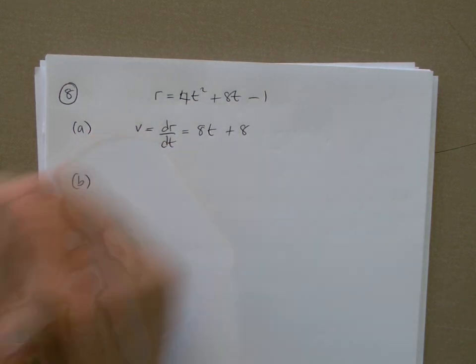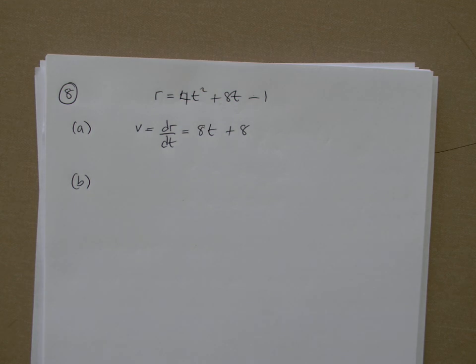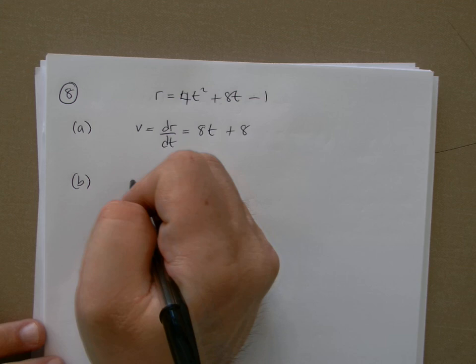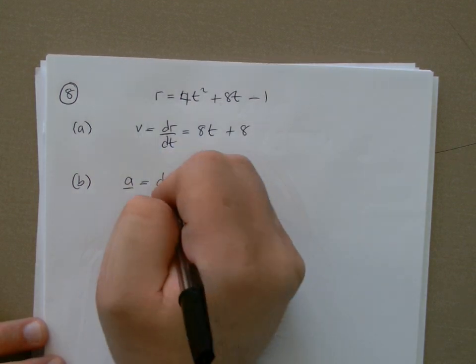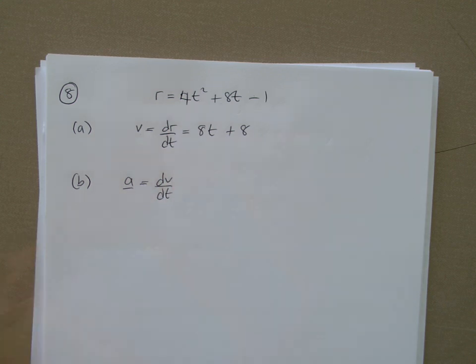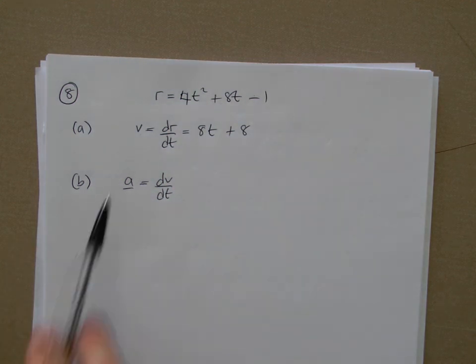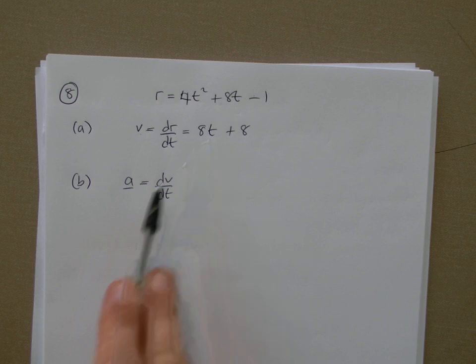Part B says, show that the acceleration of the particle is constant and determine the magnitude of the force acting on the object. Well, the acceleration, quite simply, is the rate of change of velocity, isn't it? So it's dv by dt. So we've got to differentiate again.